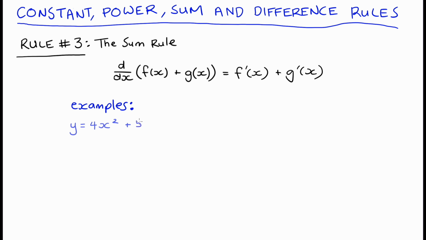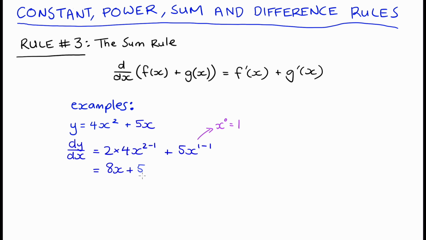So for instance, if we had y is equal to 4x squared plus 5x, to find dy/dx, we can take the derivative of 4x squared. So that will be 2 times 4 times x to the power of 2 minus 1. And then we can add to that the derivative of 5x. So we get 5 times x to the power of 1 minus 1. And 1 minus 1 is equal to 0, so actually that x variable will drop out there. In the end, we get 2 times 4 is 8, and that's multiplied by x, plus 5. The x drops out because it's the power of 0, so it's just equal to 1.